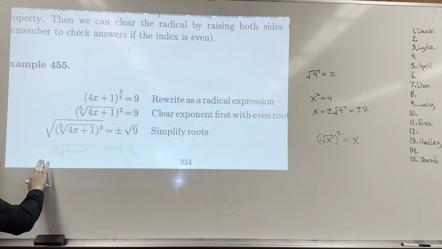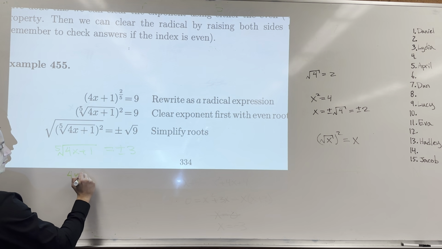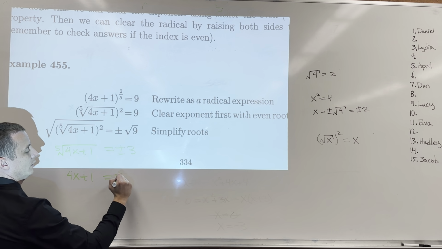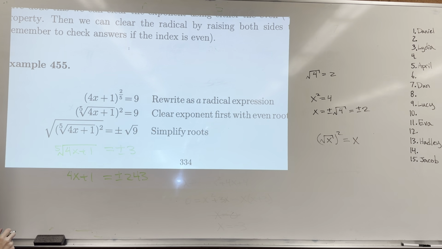And now we're going to raise both sides to the fifth power. And we're going to get 4x plus 1 is equal to plus or minus 3 to the power of 5. 3 to the power of 5, we already calculated that, is 243. And then that's where he's getting his two answers. So we get 4x is equal to negative 1 plus or minus 243. So for our first answer, if we take the positive version of it, that's the one that we already got from before. When we do the positive, negative 1 plus 243 gives us positive 242.